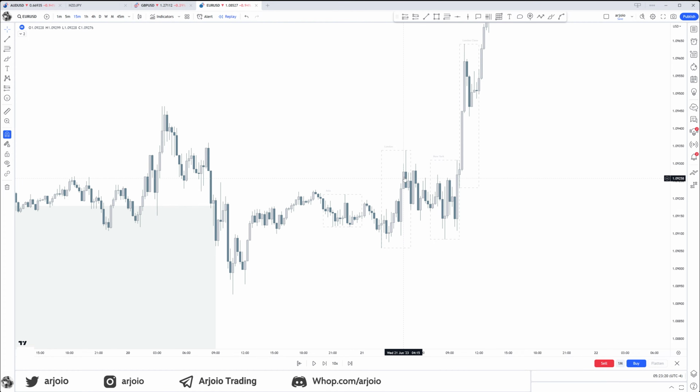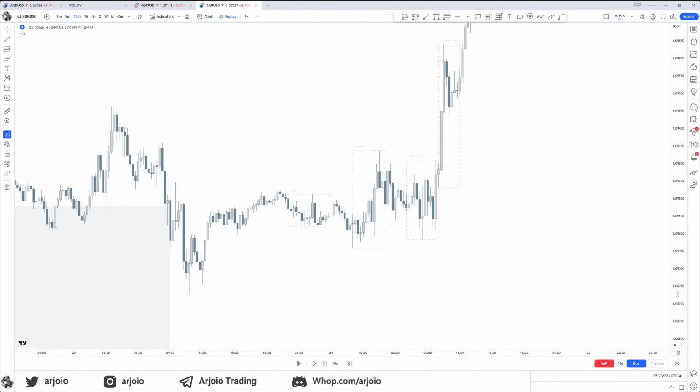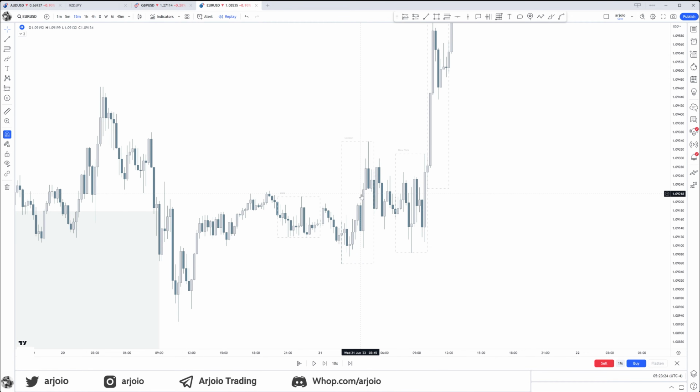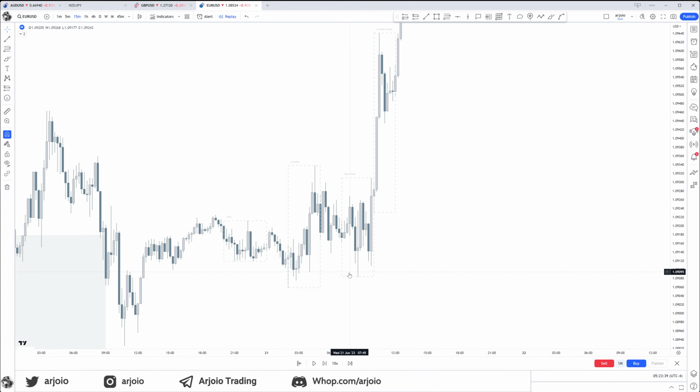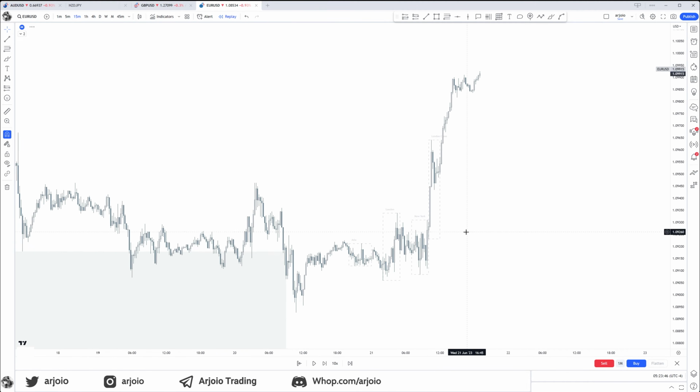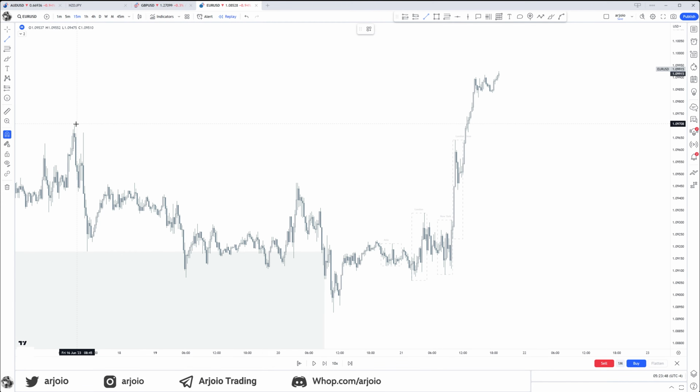Then we expanded higher. What do I mean by this? We had a fair value gap higher right there. That is what I wanted to see. Because if we have a fair value gap higher in this leg, then I wouldn't expect these lows to get taken or swept. So New York was a bit of a consolidation. Then we expanded higher off of news as well. And then eventually we hit the target, which was that high right there.